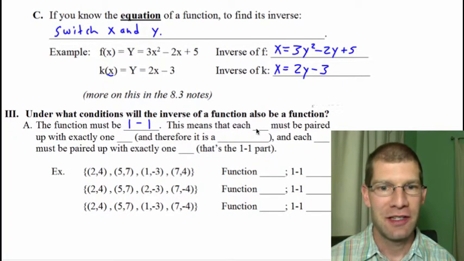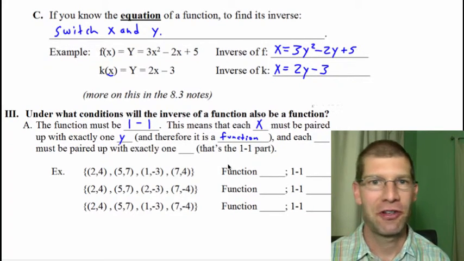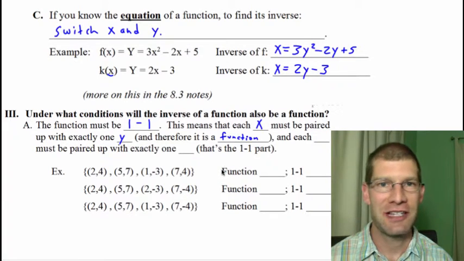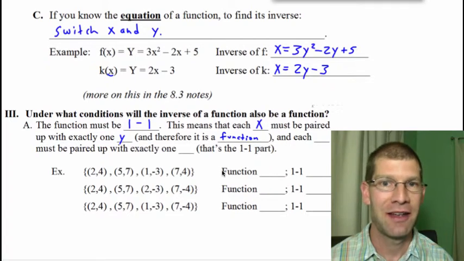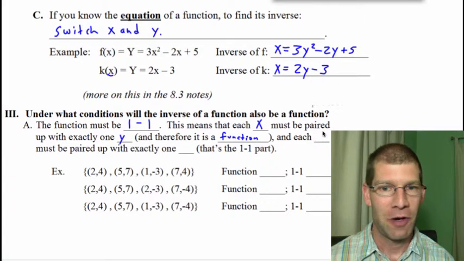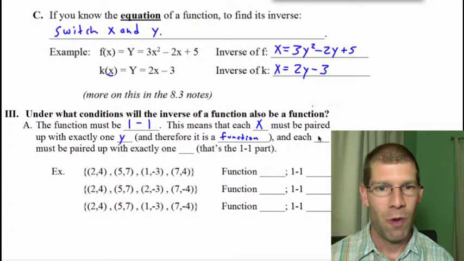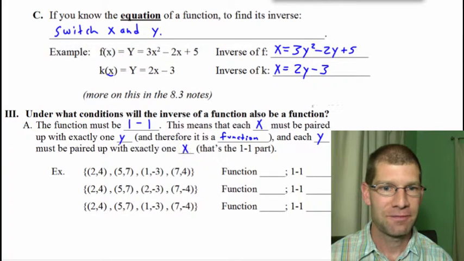And what that means is each x must be paired up with exactly one y, and therefore it is a function. If you think back to earlier in the year, we talked about vertical line tests and so on, that each x value could only have one y. So each vertical line could only hit the graph in one spot, because the vertical line is going to be the set of all the values for one x value. Okay, the 1 to 1. And each y then must be paired up with exactly one x.